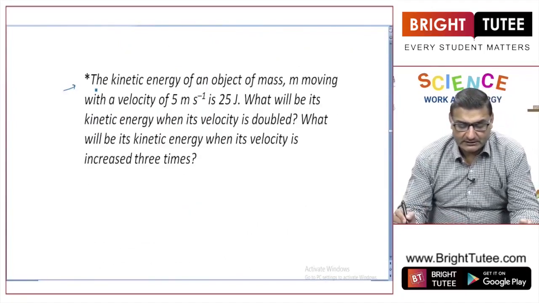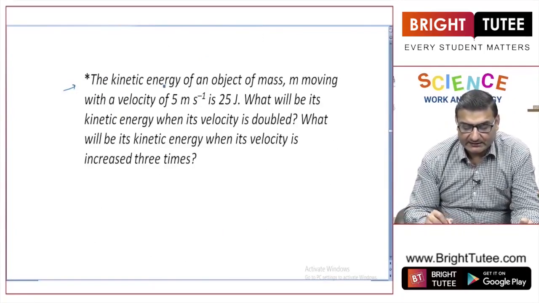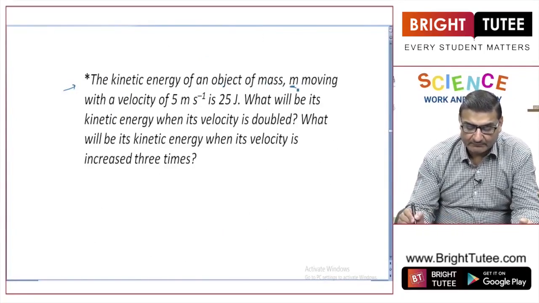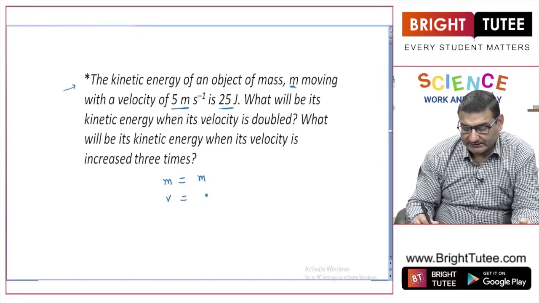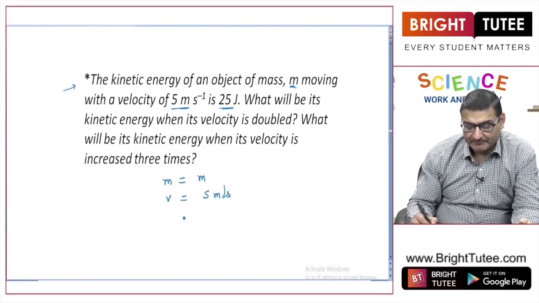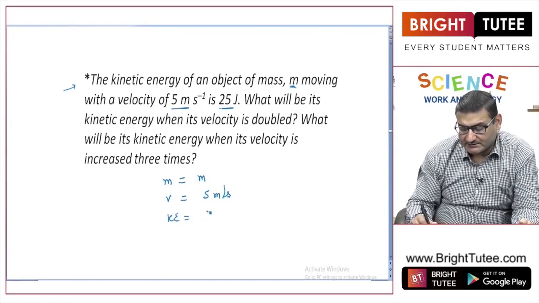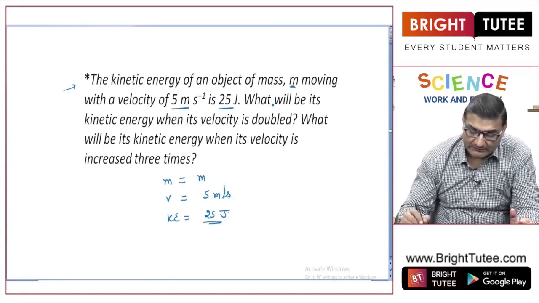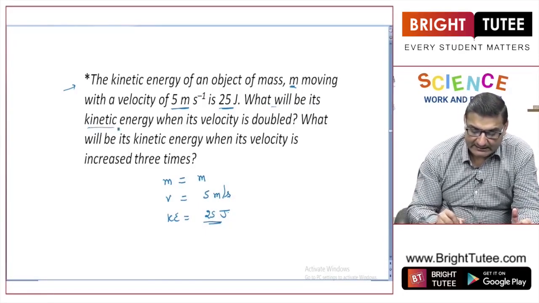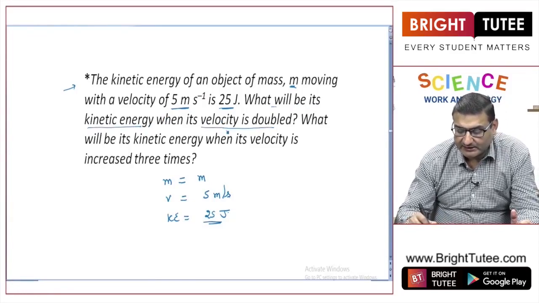Now in this question, what exactly we are being asked is: the kinetic energy of an object of mass m moving with a velocity of 5 meter per second is 25 joule. The mass is given to be m only. The velocity is given to be 5 meter per second, and the kinetic energy is given to be 25 joule, right. So with this we can simply calculate the value of m, but this is not what is being asked. What is being asked is what will be its kinetic energy when its velocity is doubled.